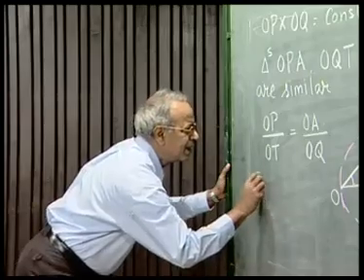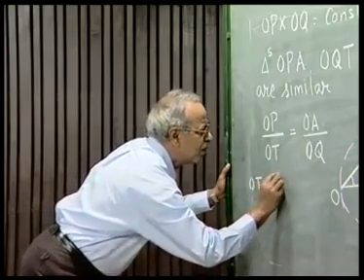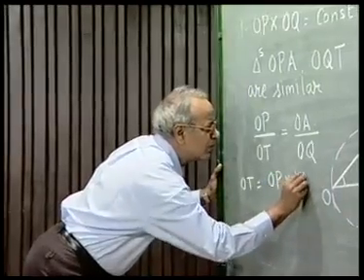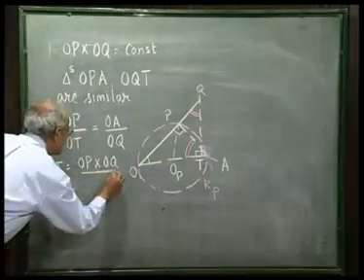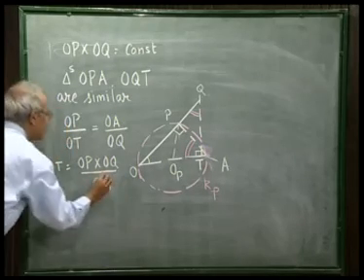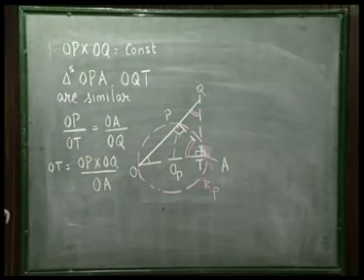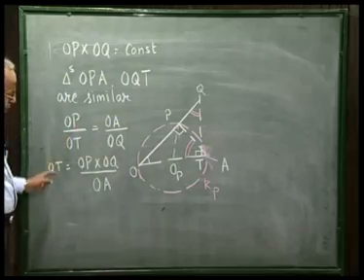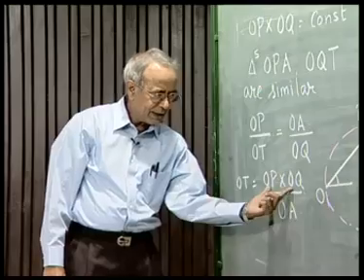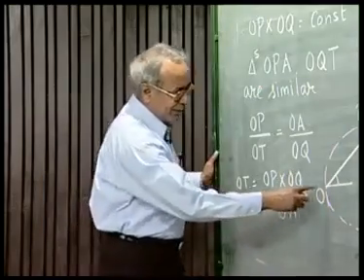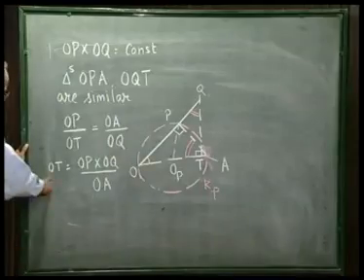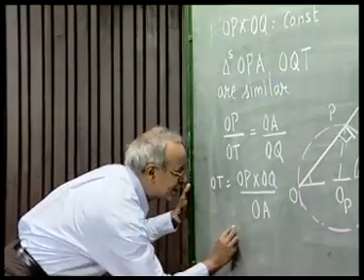OT is OP into OQ divided by OA. We have already assumed that P and Q are moving in such a way that this product remains constant. And OA is nothing but the diameter of the circle KP, so that is also constant. So this distance OT remains a constant.